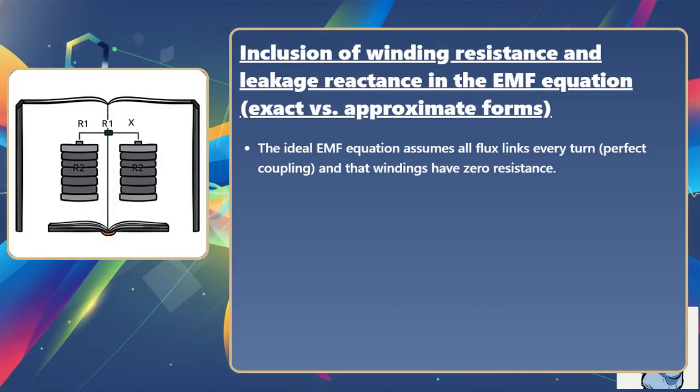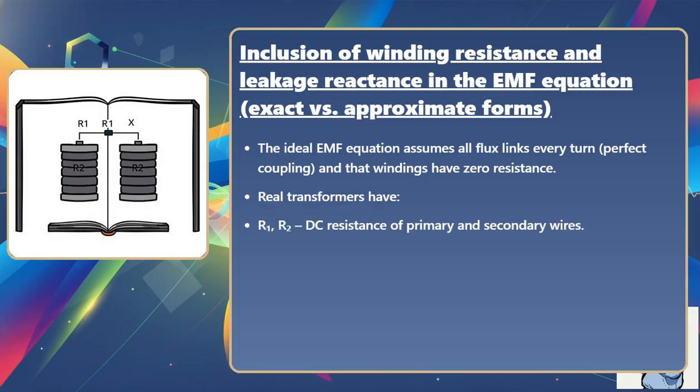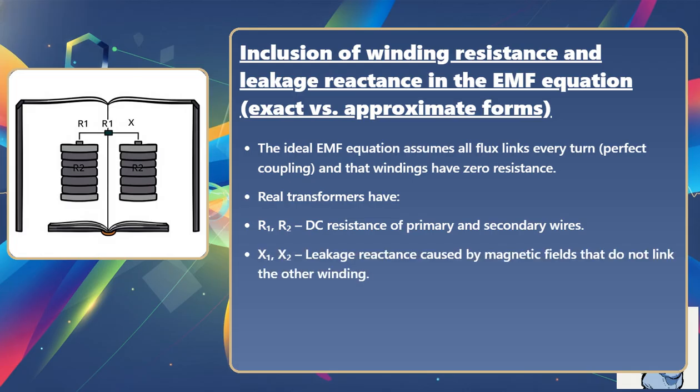The ideal EMF equation assumes all flux links every turn, perfect coupling, and that windings have zero resistance. Real transformers have R1, R2, DC resistance of primary and secondary wires. X1, X2, leakage reactance caused by magnetic fields that do not link the other winding.